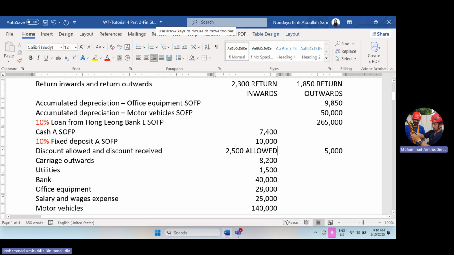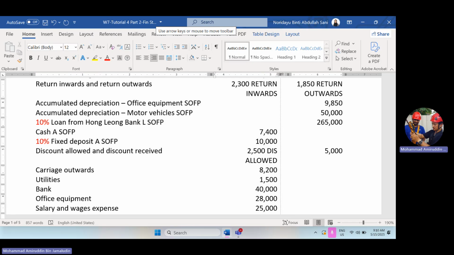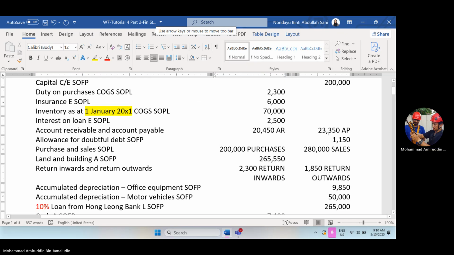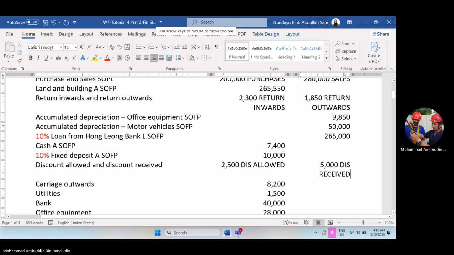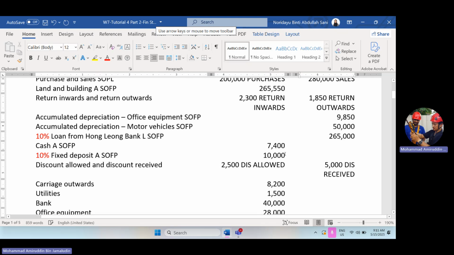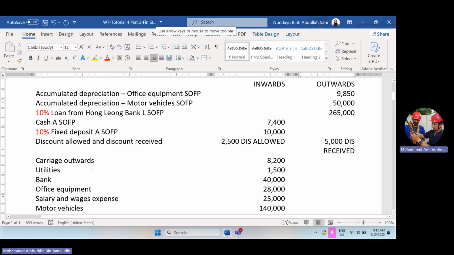Discount allowed. Let me keep it here. Why? It is an expense. You give discount to your customer, expense. So debit side. This is my debit side. And then on my credit, I have the discount received. Now we have discount received. Revenue, credit side. Carriage outwards, transportation costs to deliver goods to the customer, SOPL.